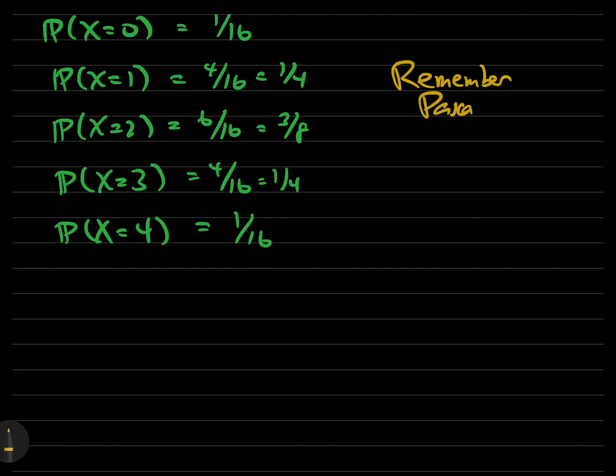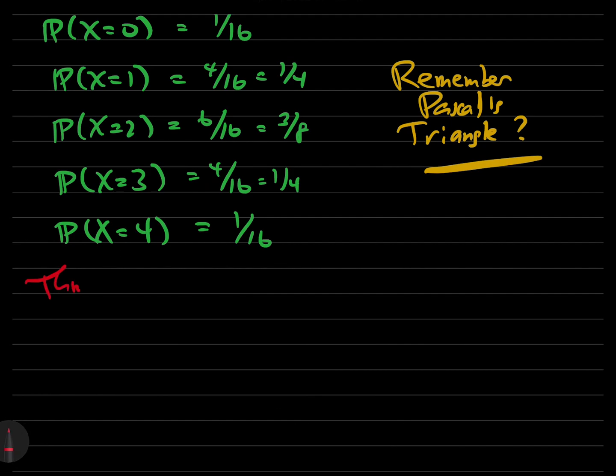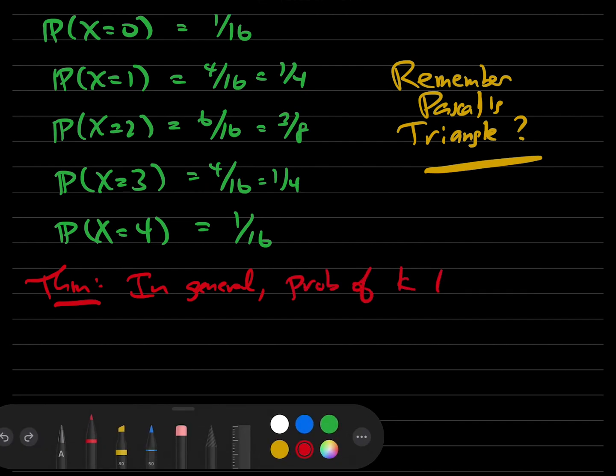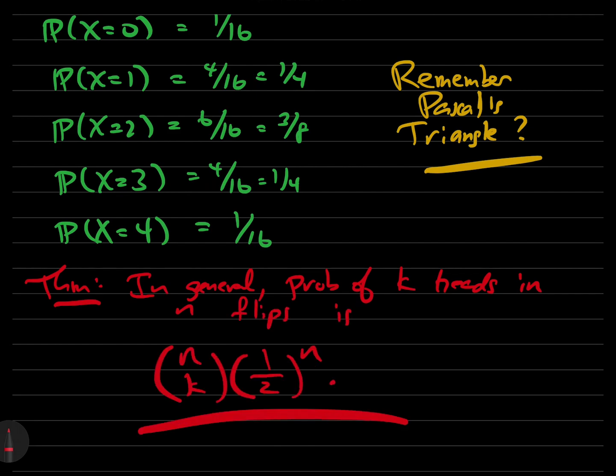And notice this just comes from Pascal's triangle, right? So these coefficients 1, 4, 6, 4, 1 are just the coefficients in the 4th row of Pascal's triangle. We divide by 2 to the 4 because those all sum up to 2 to the 4. In general, if we flip n coins and we want to ask what's the probability of k heads, we should get a formula that looks something like n choose k times 1/2 to the n.